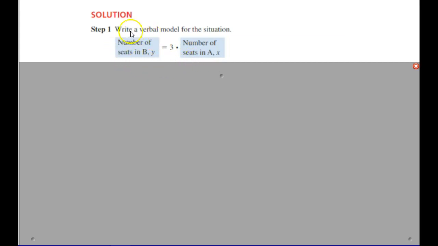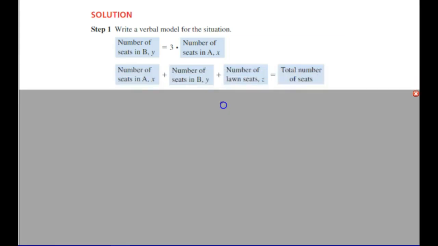So I was told that the number of seats in B, and we're going to call B y, is, whenever you see the word is in word problems, that's where your equals goes, 3 times the number of seats in Section A. In Section A, we're going to give the letter x. So there's going to be one of my equations. Okay.